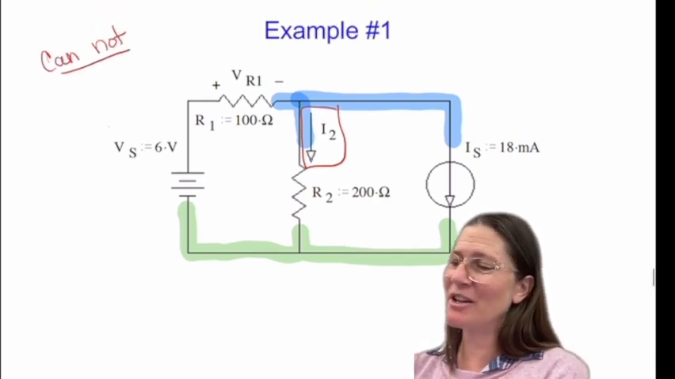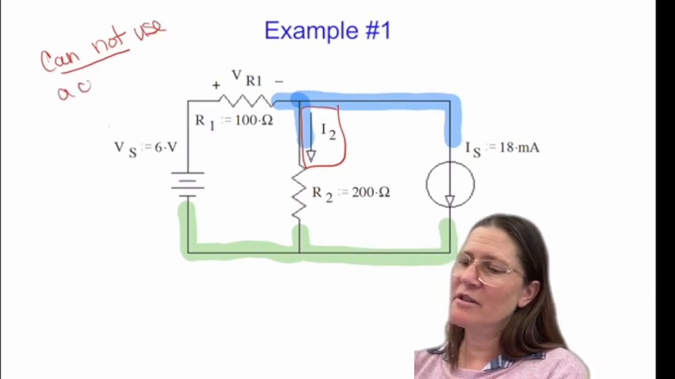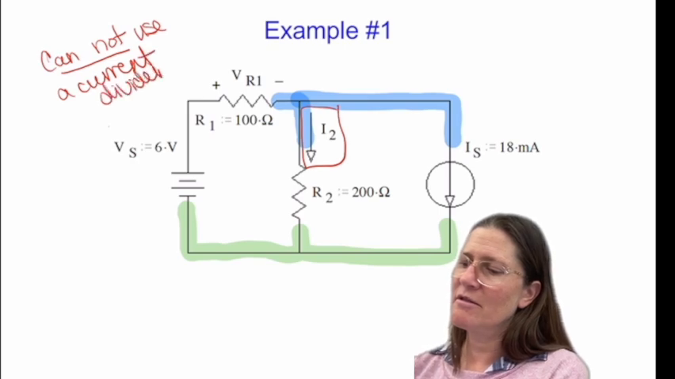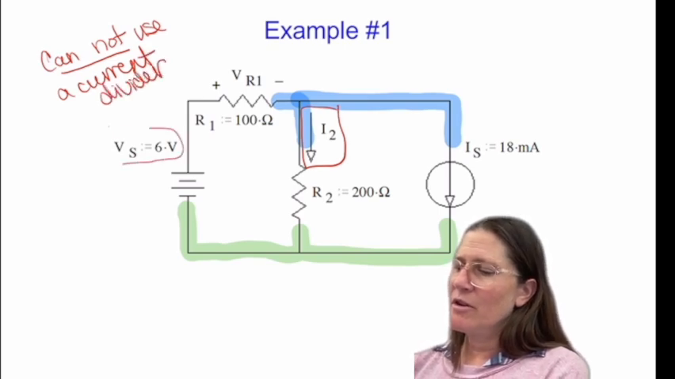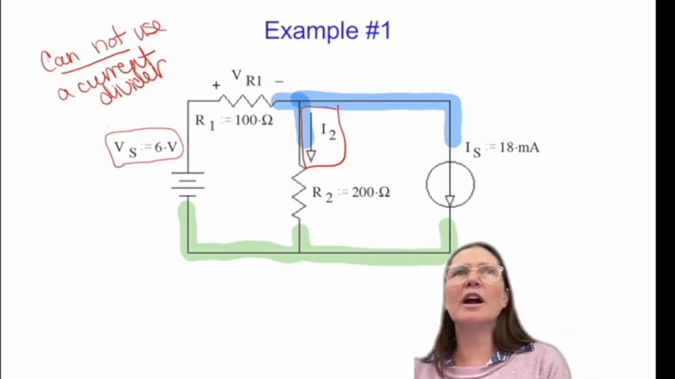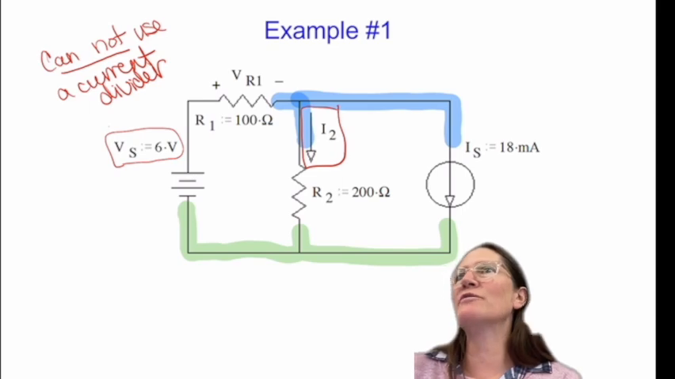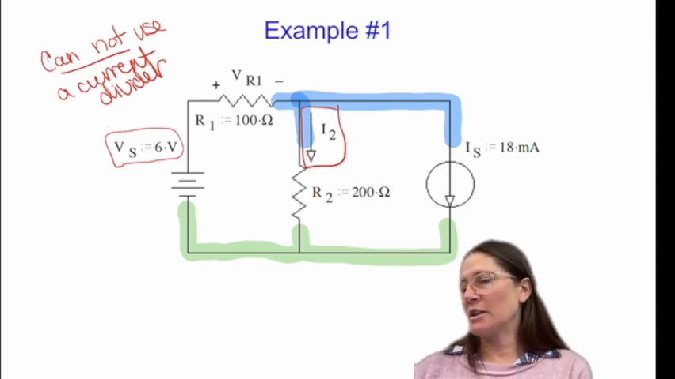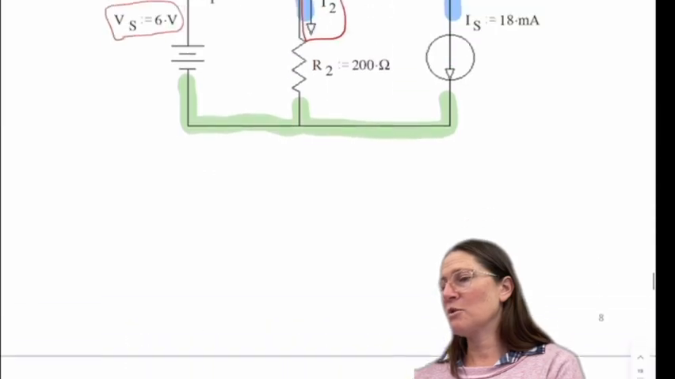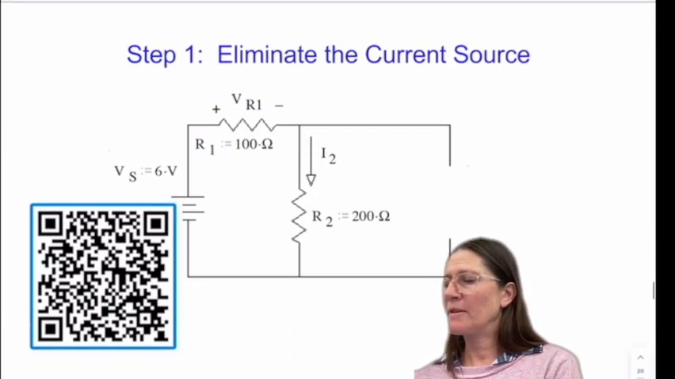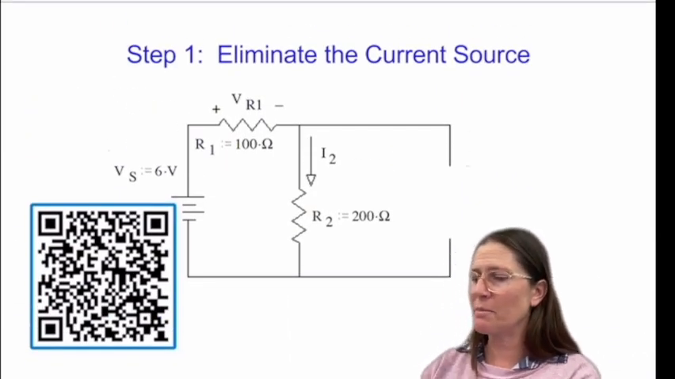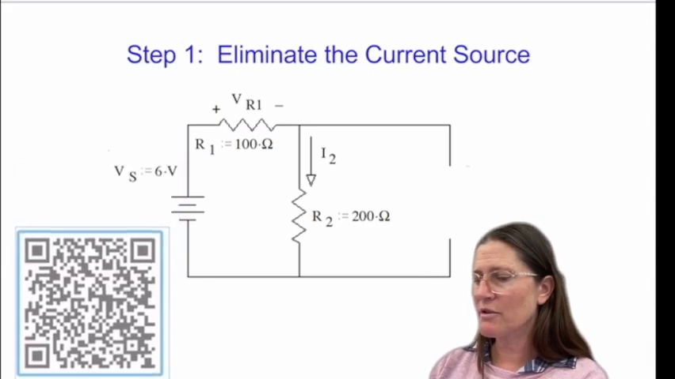Cannot use a current divider. Because of this source here, I don't have parallel branches of just resistors, so I can't use a current divider here. But if I remove, so let's eliminate the current source and apply the voltage first.